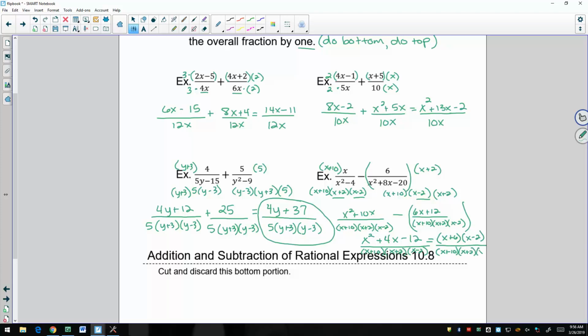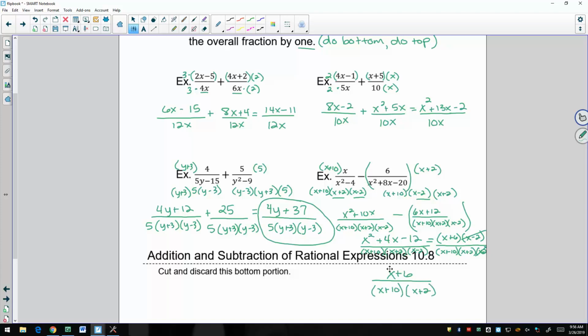Well, you'll notice that the x minus 2's can cancel each other out because that's the same exact factor where one is on the top, one is on the bottom. So your final answer would be x plus 6 all over x plus 10 times x plus 2.